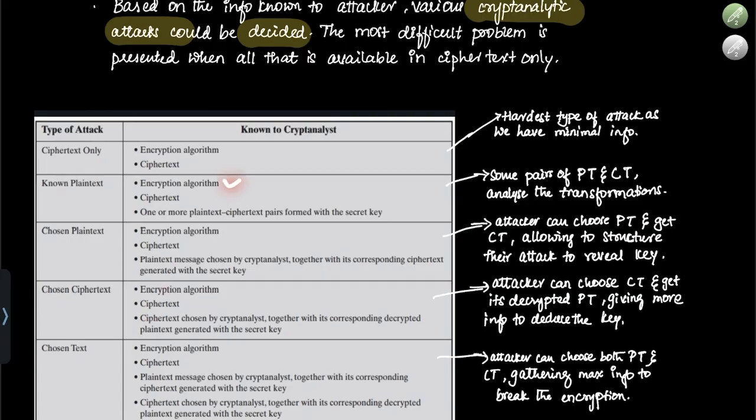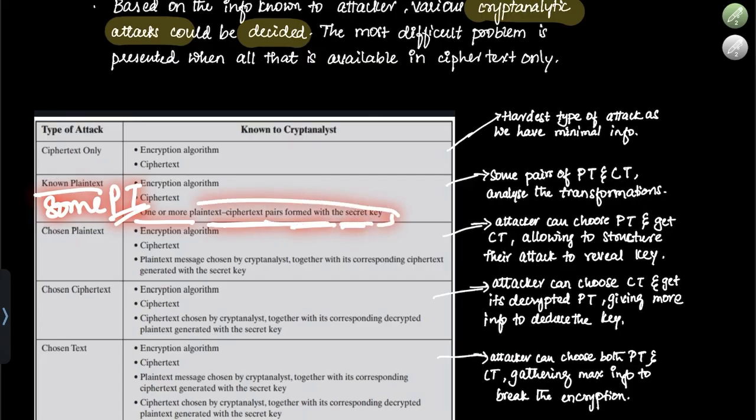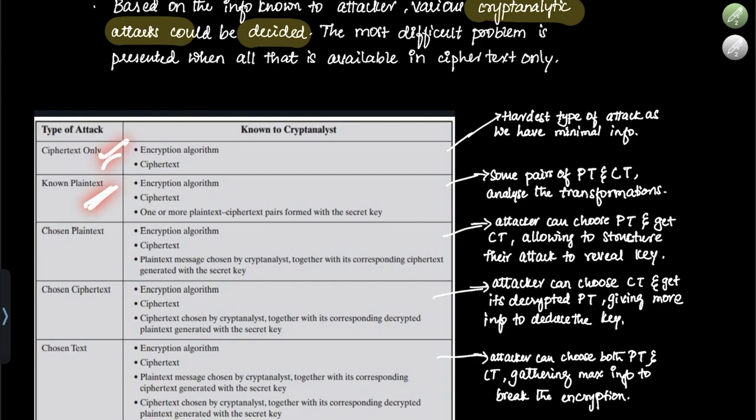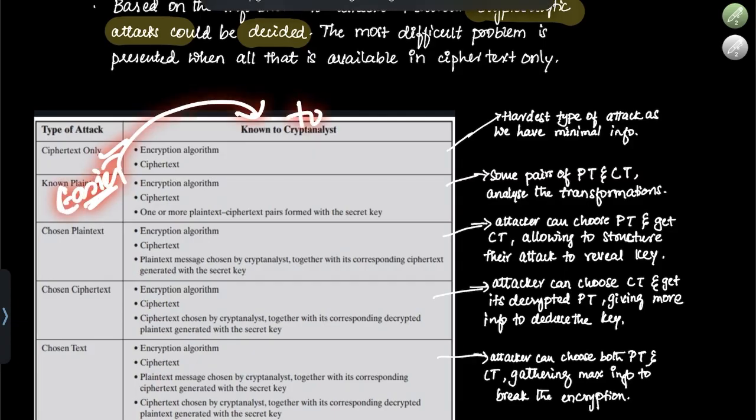Next we have known plain text. In known plain text, the encryption algorithm is known, the ciphertext is known, and along with that some part of the plain text is known. One or more plain text and ciphertext pairs formed with the secret key are known to the attacker. This will help the attacker analyze how the plain text is transformed into ciphertext. So compared to the previous one, it is a bit easier for the cryptanalyst to break.